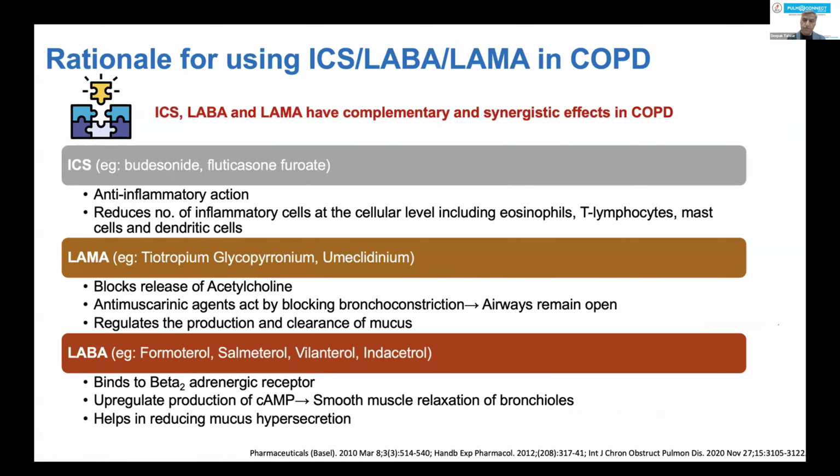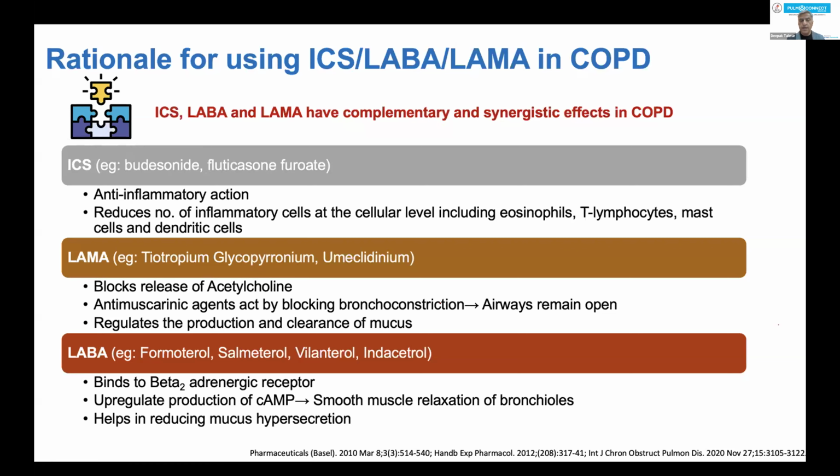So the mainstay will be dual bronchodilator, which is LAMA and LABA, and of course add on ICS when this is dictated by either blood eosinophils or by the exacerbations, with the aim to reduce further exacerbations. So we have various inhaled corticosteroids, budesonide, fluticasone, and they all are anti-inflammatory, and we know that they reduce the inflammatory cells, particularly eosinophils.